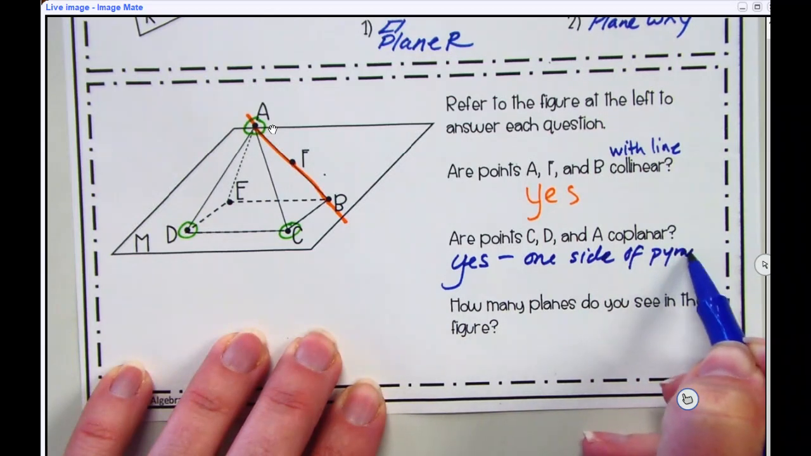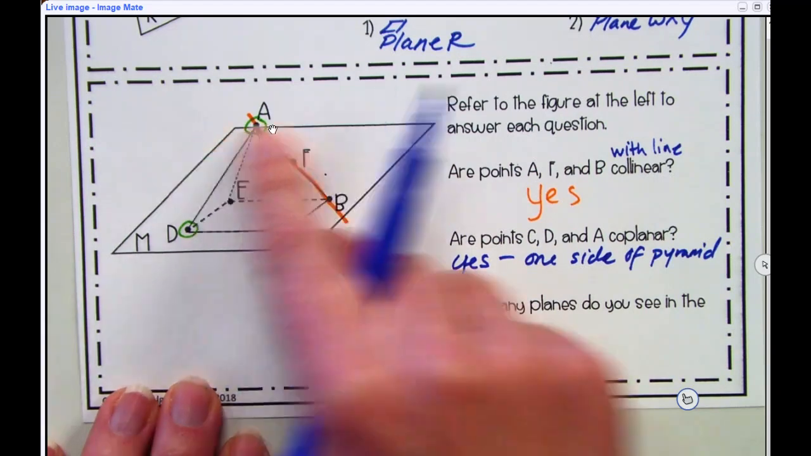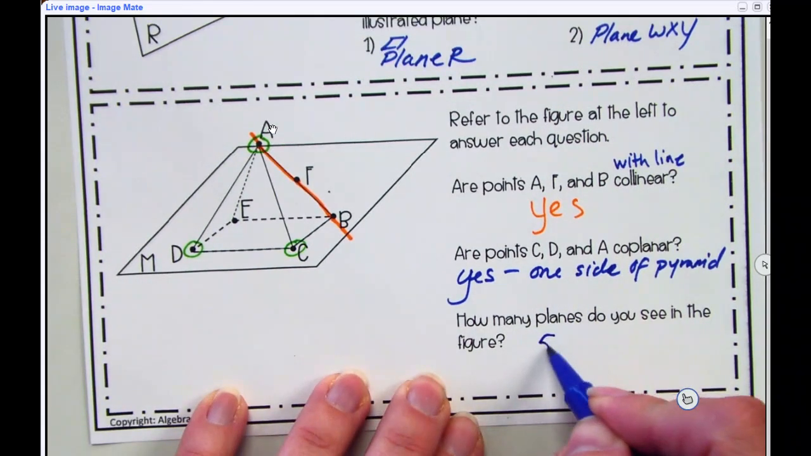Pyramid. Now, any 3 points can make up a plane. It might not be the one that's drawn and illustrated, but any 3 points, you can make a plane. How many planes do you see in the figure now that we've talked about it? 1, 2, 3, 4, 5. I don't think the base of the pyramid looks like it's necessarily sitting on that square, so I could argue either way. So it's either 5 or 6, depending on your perception.